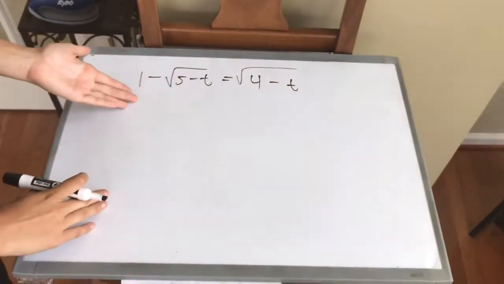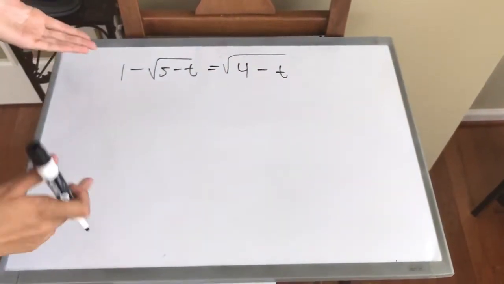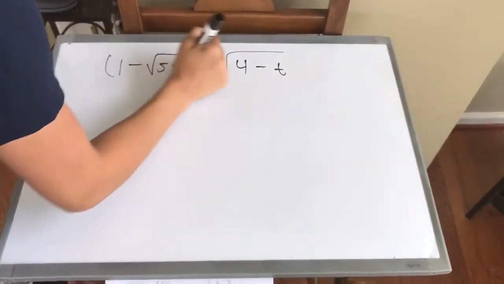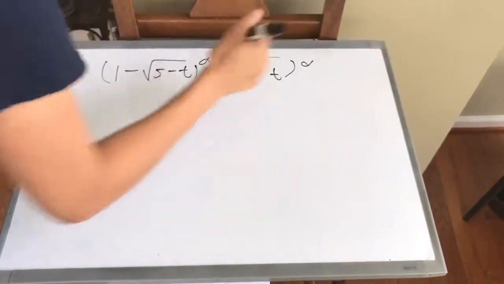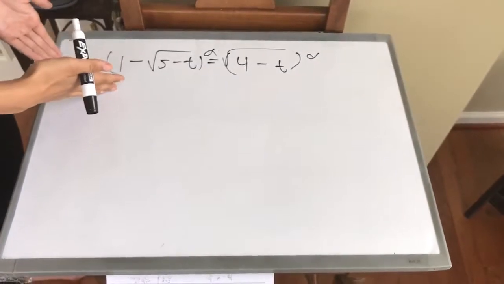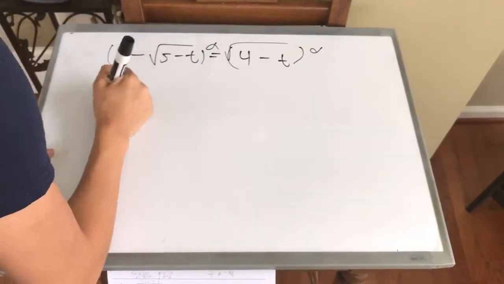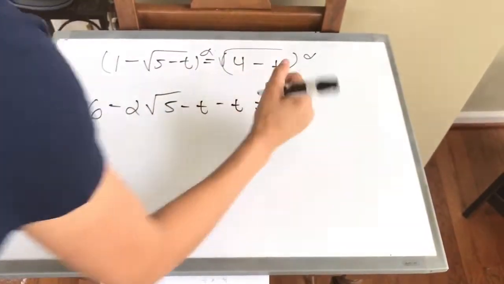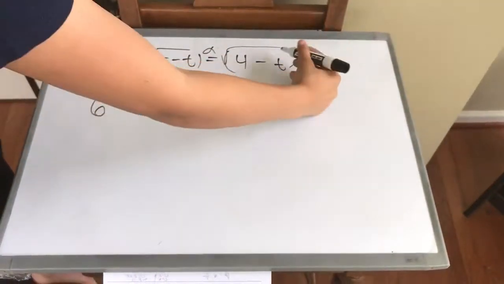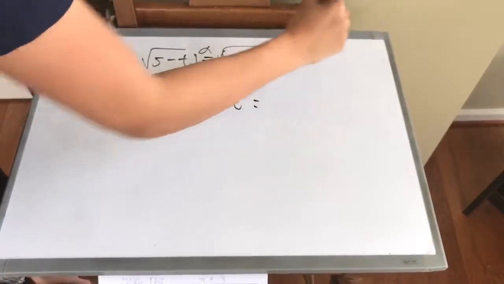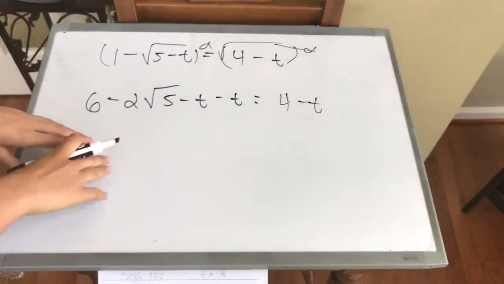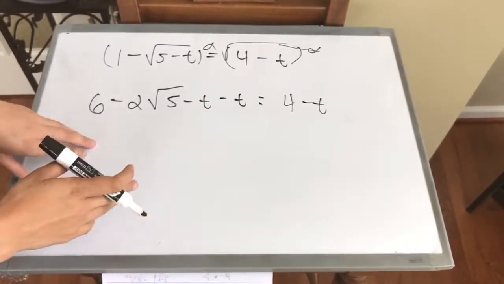Okay, so here's our equation. Just looking at this, we cannot simplify any further. So we're going to have to go to our second step of squaring both sides. Now for this side, we're going to have to FOIL. So when you FOIL, you get the answer of minus t. Then for this side, since it's a square root and a square, they both cancel out, leaving us with 4 minus t.